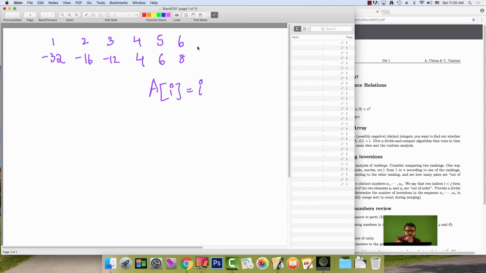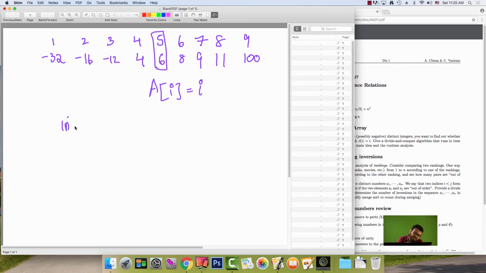Okay, so let me draw some more here and start with this example. Let's make one last one. We'll start by looking at the middle element. Let's look at this. And we say, well, index 5, element 6. So now here's the question.